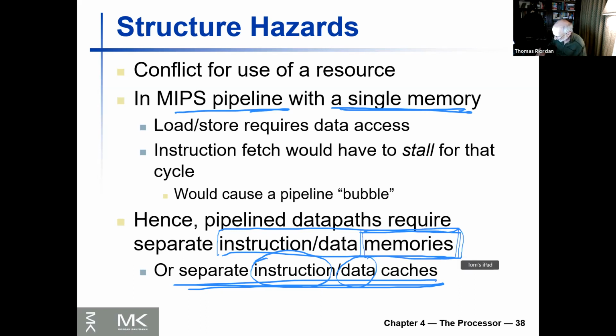And in chapter 5, we'll see that those memories have this very specific cache organization. And we'll learn why that cache organization exists and how it works and how many levels of it there are. We'll learn all of that in chapter 5. For now, we can just say, okay, we've got two memories, and so we will get rid of this structural hazard. We'll just get rid of it by having these two memories.